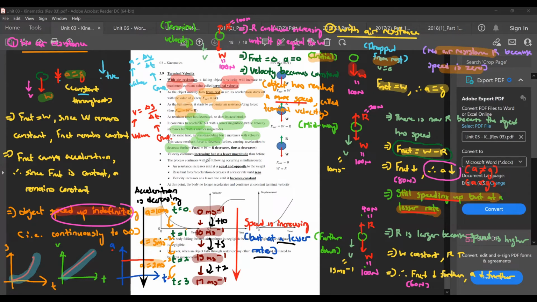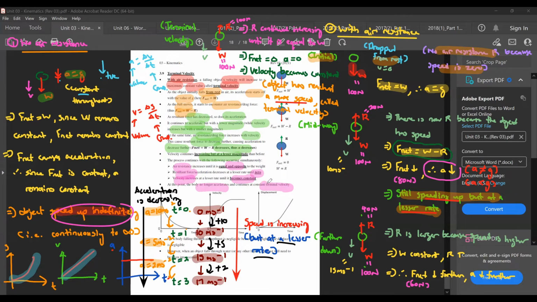Okay, so F net equals W minus R decreases, thus a decreases, while at the same time your velocity increases, but at a lesser magnitude than before. So your process will actually keep on continuing until such a point where you reach a limit. Here, what we'll say is that your air resistance will actually increase until it's equal and opposite to your weight. At this point, your resultant force has actually dropped to 0, and your velocity has actually increased to become constant. Okay, so at this point, your body no longer accelerates and it continues at constant terminal velocity.